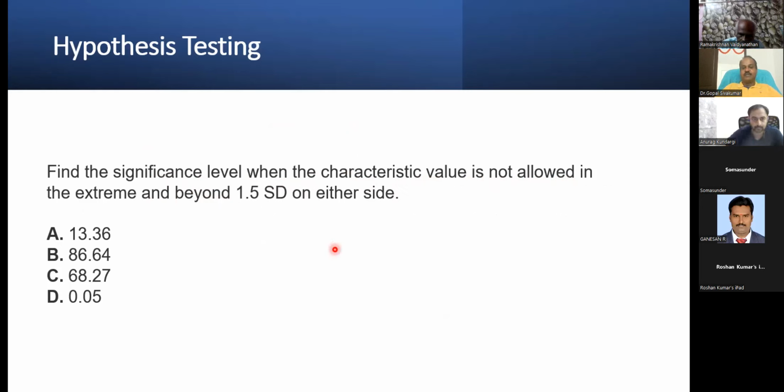Find the significance level when the characteristic value is not allowed beyond 1.5 standard deviation on either side. Are you able to understand the question? All of you are able to understand the question? Find the significance level if the characteristic value is not allowed beyond 1.5 SD.